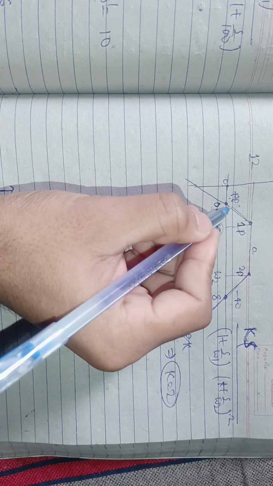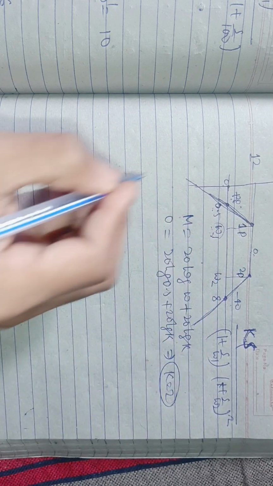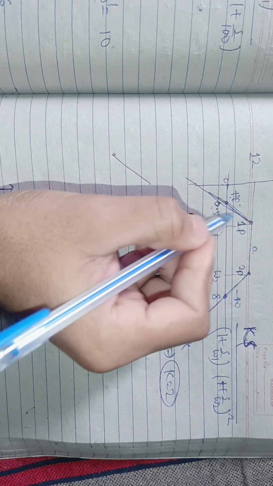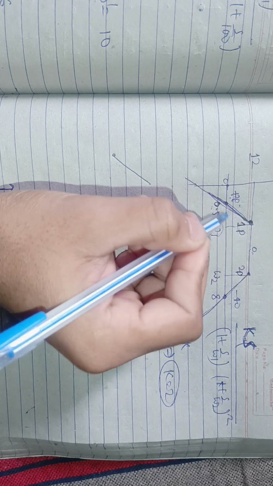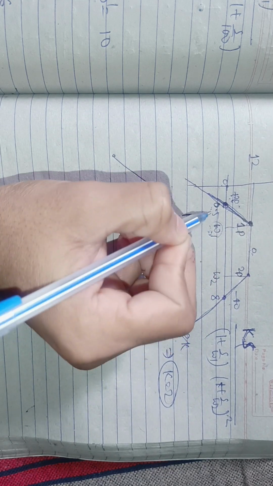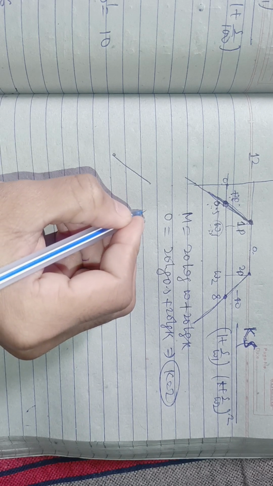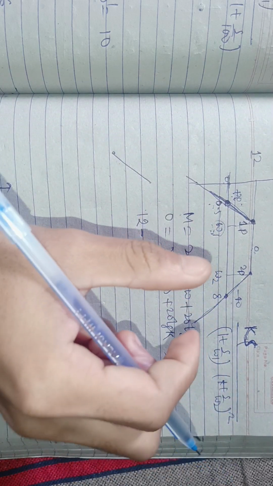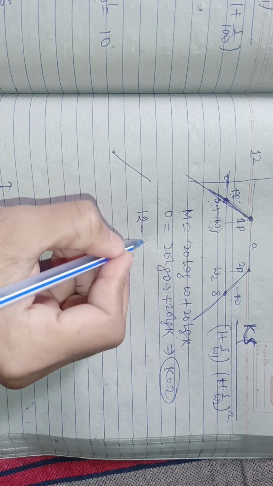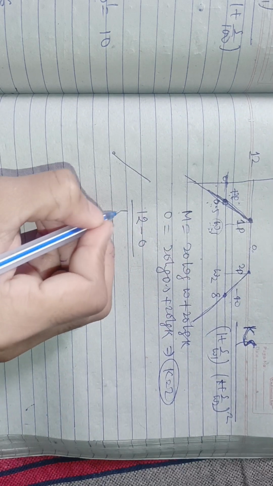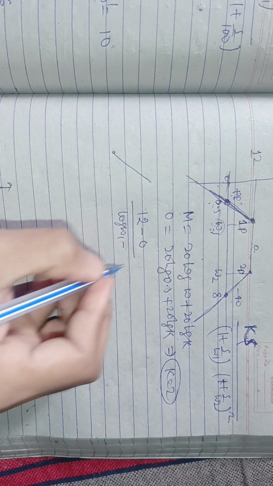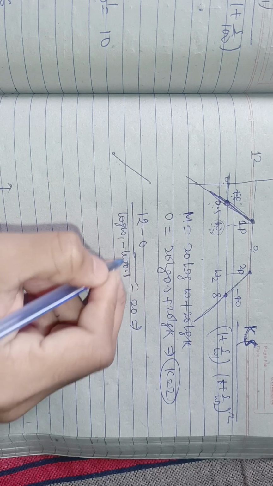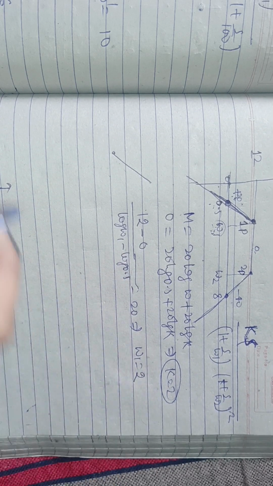Now let's find omega 1 and omega 2. Observe here as we move in this way: y2 minus y1 divided by log omega 1 minus log omega 2. Here y2 is 12 and y1 is 0, using the magnitude as the y coordinate. So 0 divided by log omega 1 minus log omega 2, which is log 0.5, and the slope is plus 20 dB. If you solve this, you will get omega 1 equal to 2.